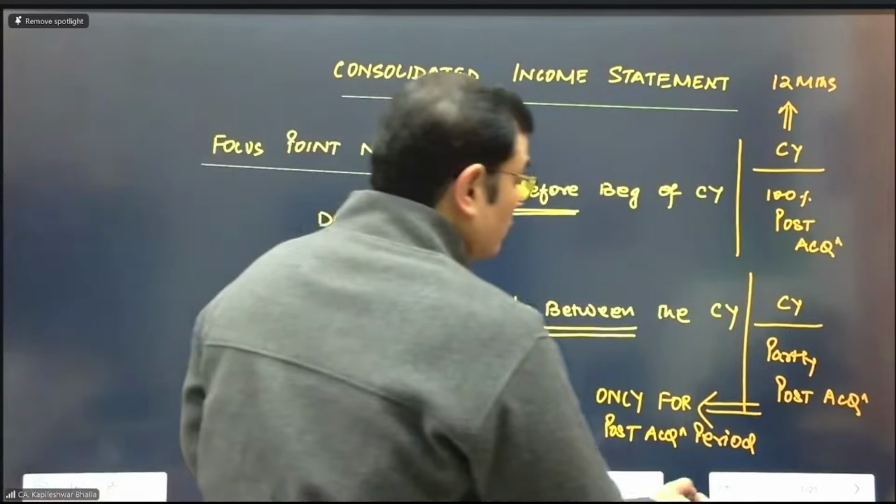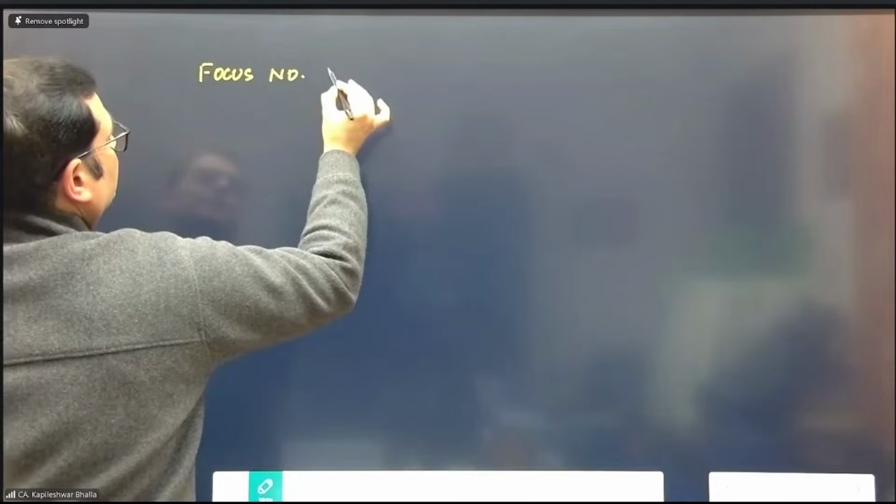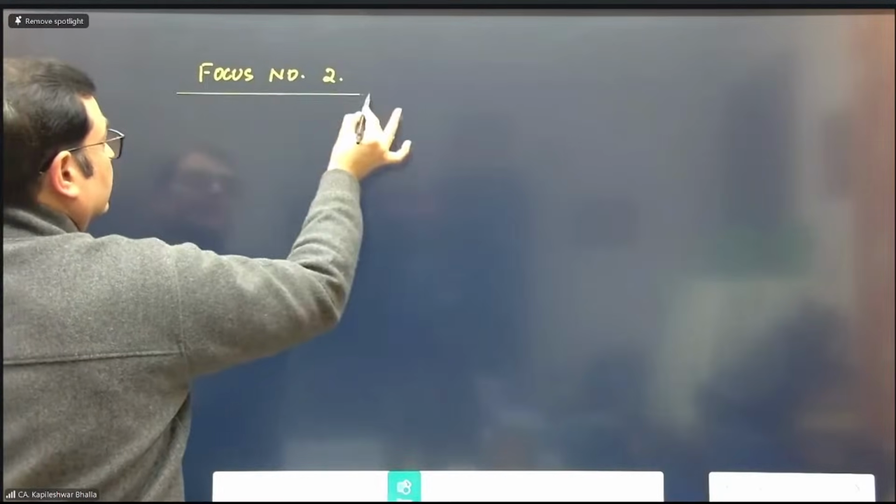Great. Now let's go to the focus number two. Now let me come to the second issue, that is the focus number two. I'll give you 3 focus points. So now I'm giving you the focus number 2. What am I supposed to do in the consolidated income statement?